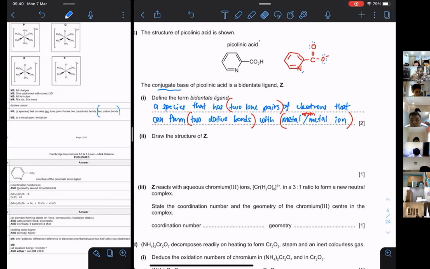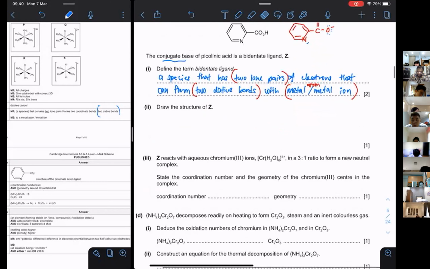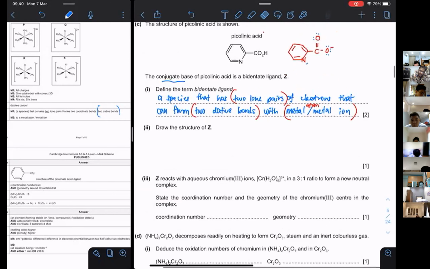So they ask you to draw. Let's go one by one. If they didn't ask, then forget about it. So in this case, I'll just draw the structure. You do not need to include the lone pairs of electrons. So I'll just copy first, and I will erase the lone pairs, because they don't want that.